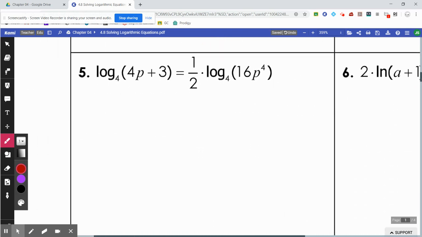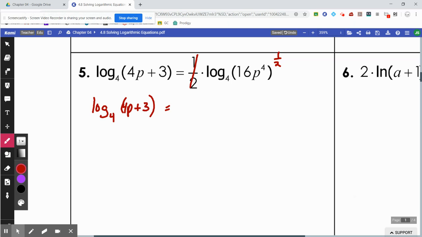Number 5. Nothing has to be done to the left side. Log base 4 of 4p plus 3. The right side, we are going to take this 1/2 up and write it as a power. So that's 16p to the 4th. Raise it to a 1/2 power.